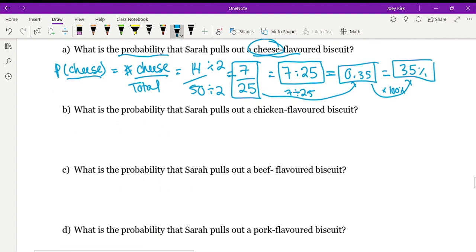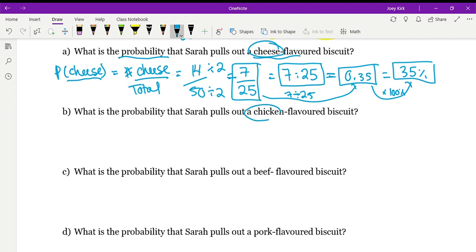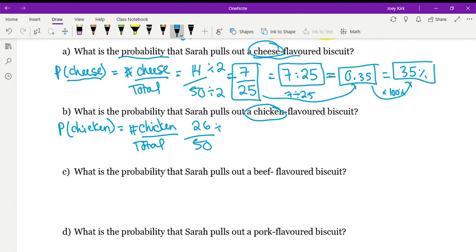What is the probability that Sarah pulls out a chicken-flavored biscuit? Well, if I go back to my question, the probability that she gets a chicken-flavored biscuit is going to be equal to however many chicken we have over the total. And looking at the question, we have 26 chicken-flavored biscuits. Okay, the total is 50. Once again, though, we have to reduce this fraction, make it as small as we can, so that would give us actually 13 over 25 if we divide the top and bottom by 2.